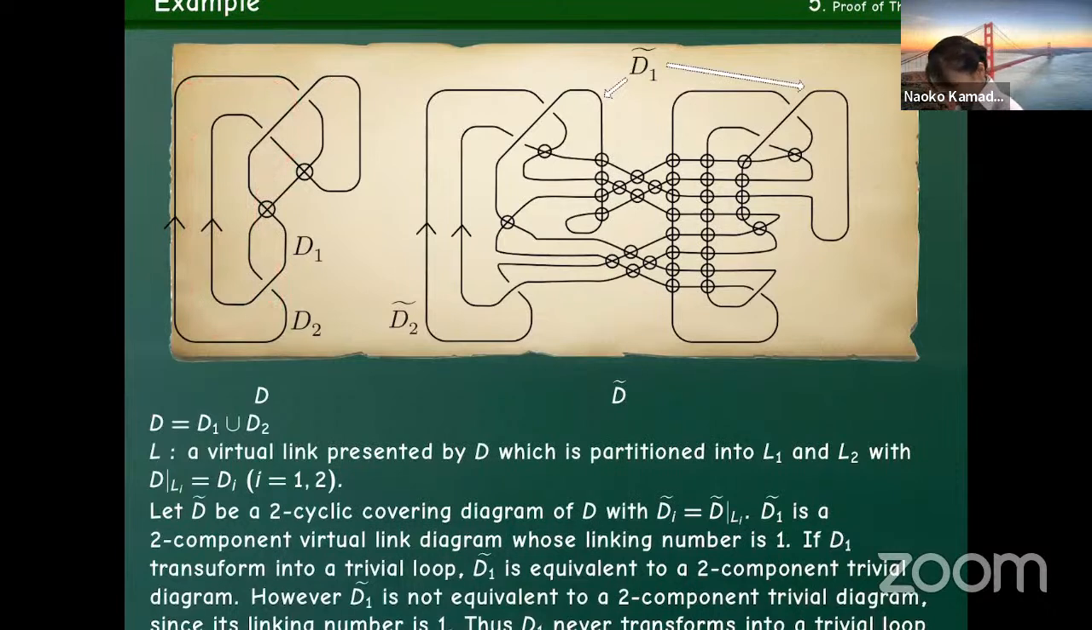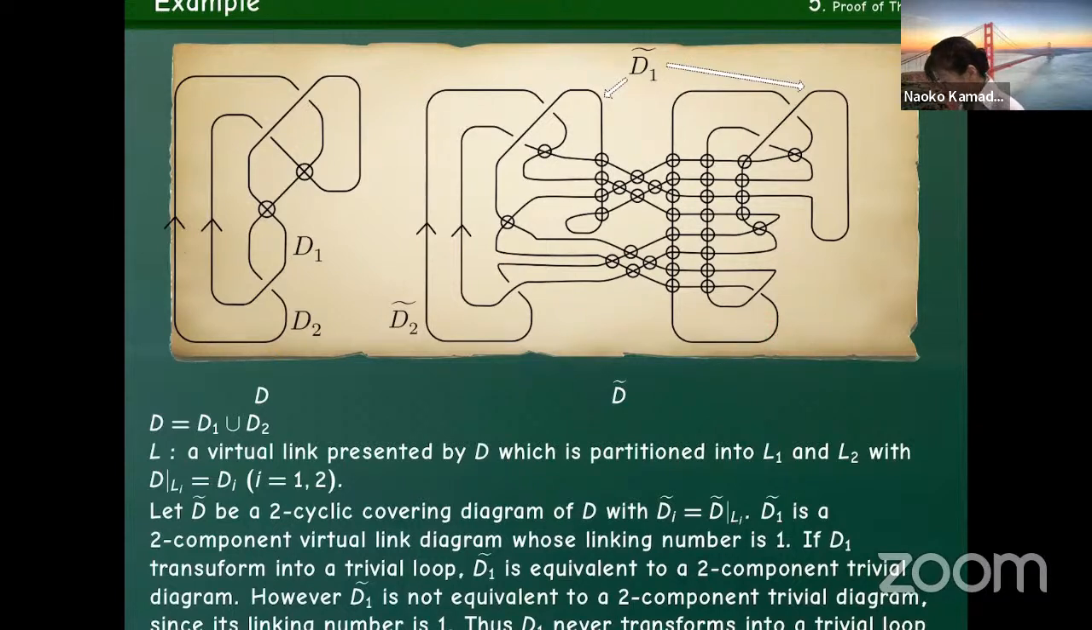So let D tilde be a two cyclic covering diagram of D, with Di tilde the restriction to Li. I mean, the image of Di is Di tilde. In here, this two component link diagram is D1 tilde. D2 tilde is this one.